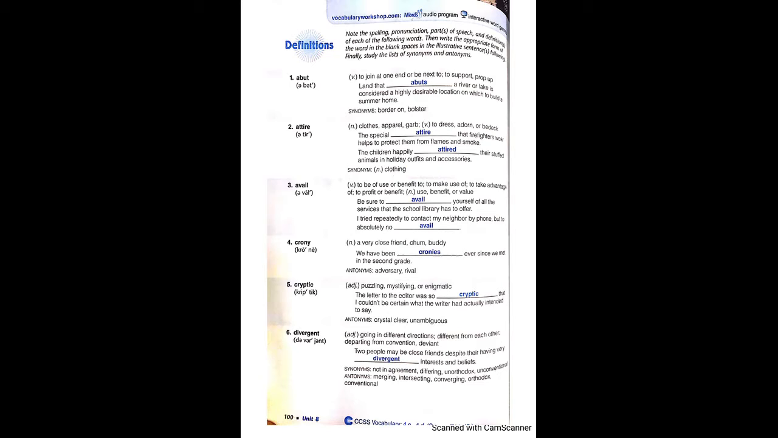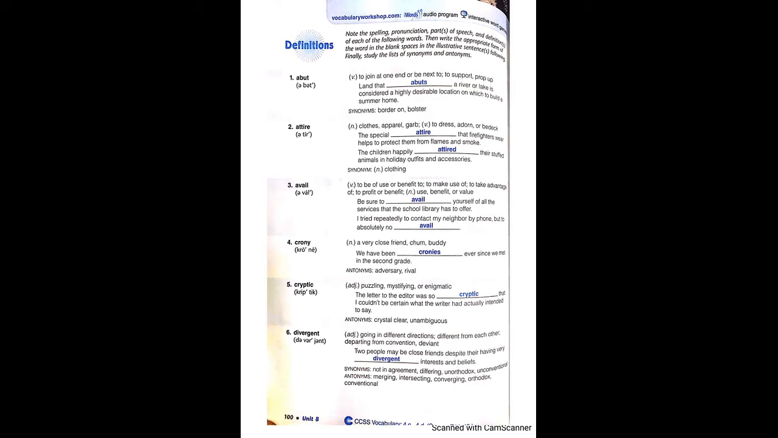Our fifth word is cryptic. Cryptic is an adjective, meaning puzzling or mystifying. The reply to a question may be cryptic. Or, a telephone message may be cryptic.